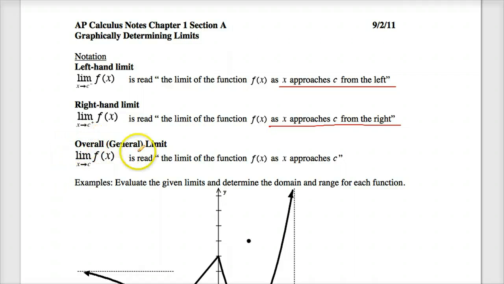That means the overall limit as x goes to a certain number is the limit as x approaches c. And we're looking for a limit to match from the left and the right. So another way to think about it is that if it approaches a number on the left and approaches the same number on the right, then the general limit or the overall limit is that number. So we're going to see some examples.